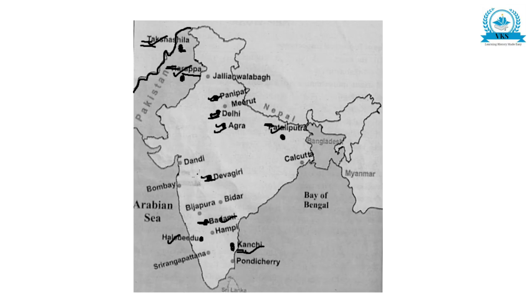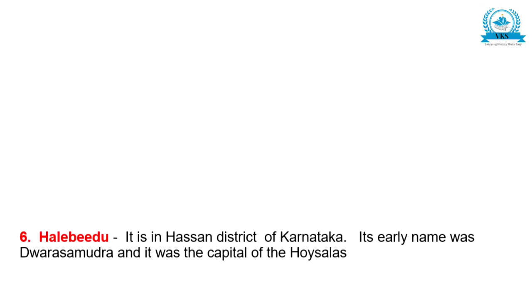So the places which we studied now: first Halebeedu, here in Karnataka, Hasan district. Then Delhi on the banks of river Yamuna. Next Devgiri, here in Maharashtra. Then Panipat in Haryana state. Next is Agra, here in Uttar Pradesh. Okay. So next we will just see the explanation of these places once more.